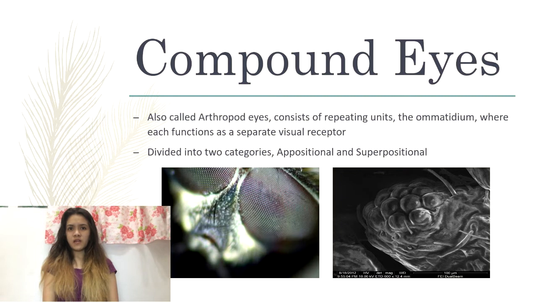So what is a compound eye? Also known as arthropod eyes, it consists of repeating units where each functions as a separate visual receptor.